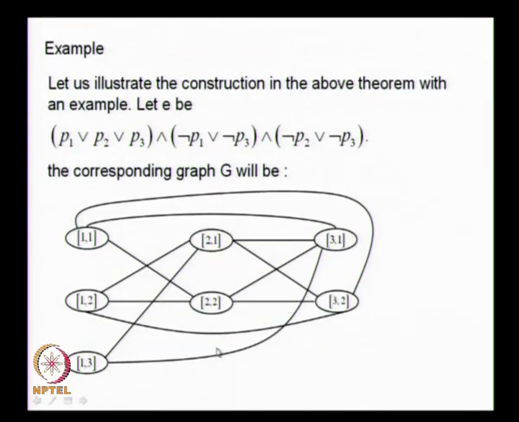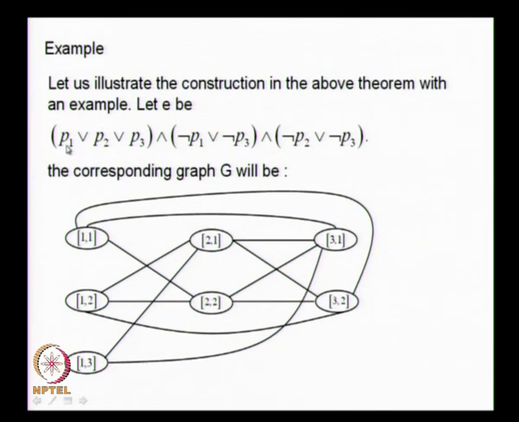Let us illustrate the construction by an example. Suppose the CNF expression is this: (P1 or P2 or P3) and (not P1 or not P3) and (not P2 or not P3). Corresponding to each literal, we have a vertex. So, for these three, we have these three vertices. The first component tells you that it belongs to the first clause. Now, there are two literals in the second clause, so you have two vertices. There are two literals in the third clause, so two vertices with first component 3.